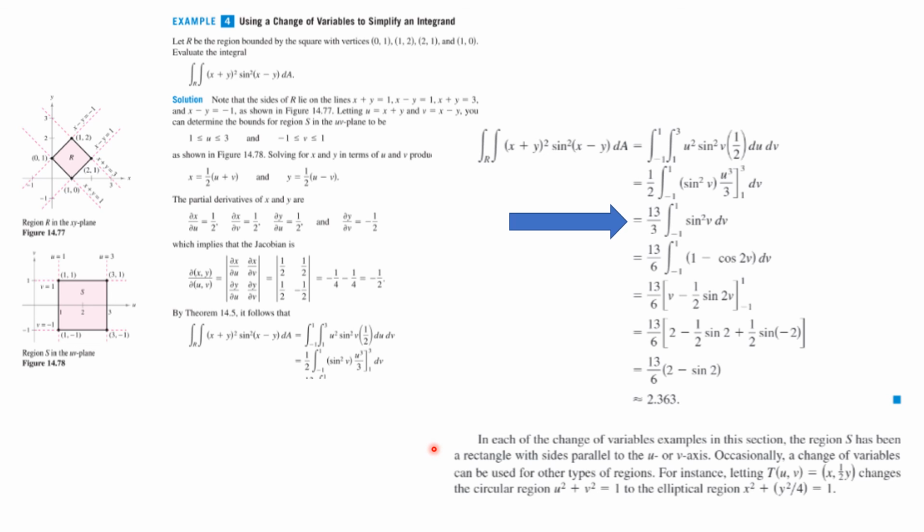Before we go to our last example, I'm going to mention that in everything that we've done so far, the region S has been kind of a rectangular thing with sides either parallel to the u or v axis. Occasionally, changes of variables can be used for other types of regions. For example, we could talk about circular regions and ellipses. That's the kind of thing we're going to look at in our last example.